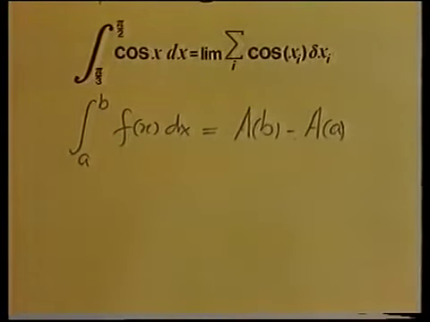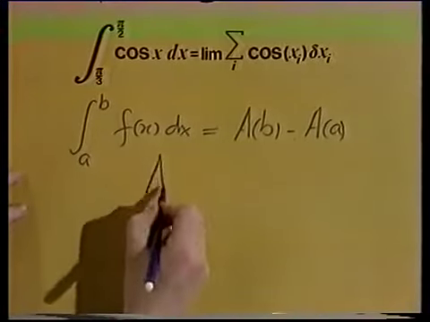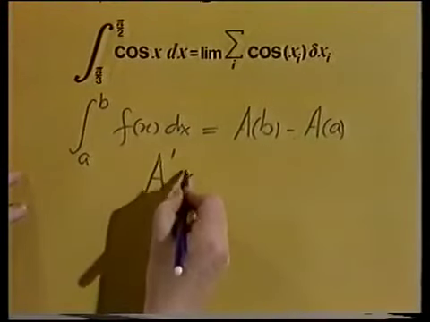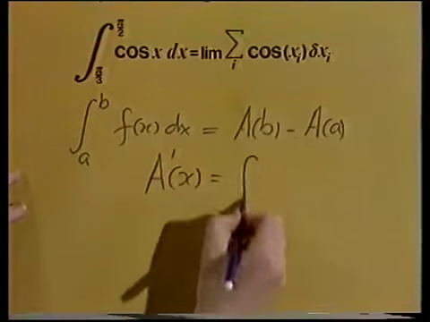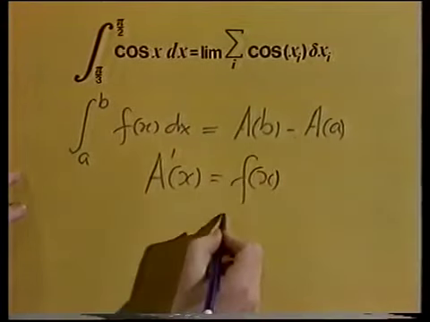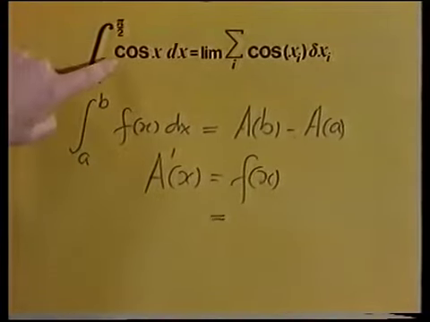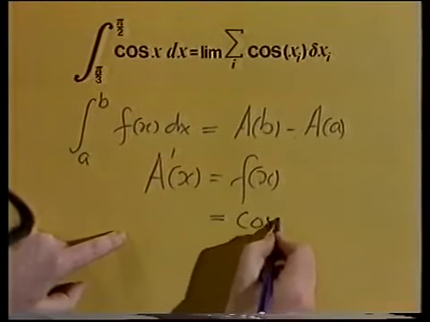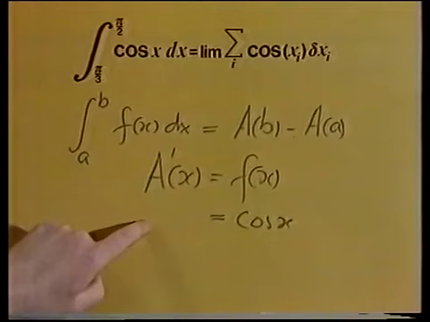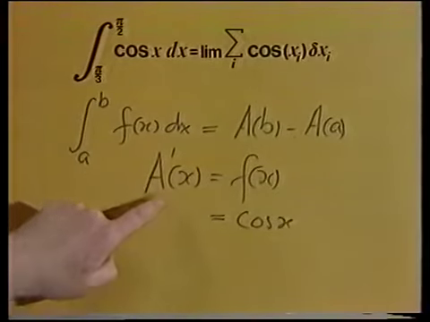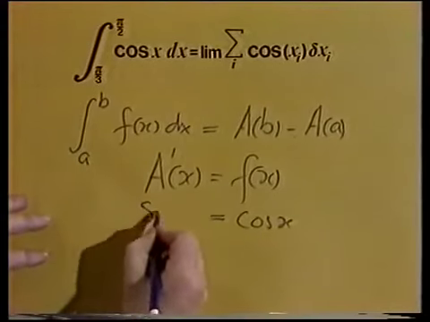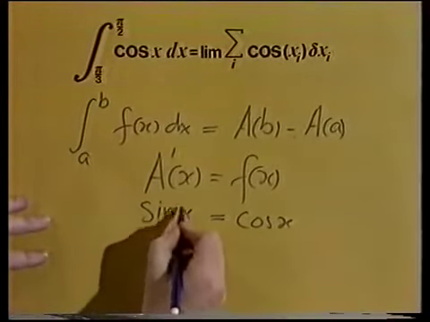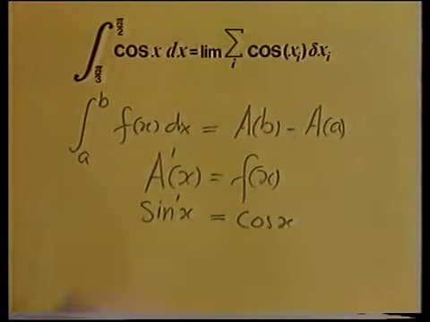But what do we know about it? Well, we've just seen that differentiated, A dashed of x is equal to f of x. So in the case we're considering, when f of x is cos x, we get cos x there. So what are we going to put in here? What function, when differentiated, gives us cos? Sine. Sine is the obvious candidate. Sine differentiated gives us cos.